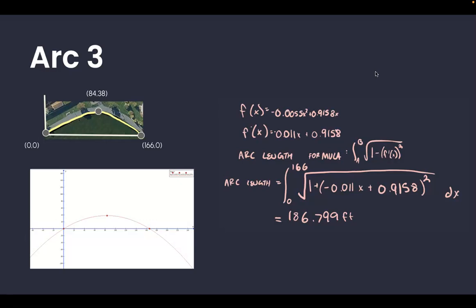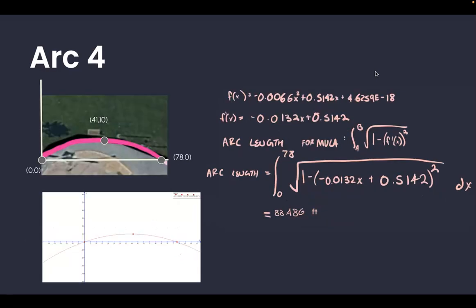For Arc 3, I did something very similar, and I got my equation of f of x being minus 0.0055x squared plus 0.9158x, and then my f prime of x was minus 0.011x plus 0.9158. I used the arc length formula again, and I did the integral from 0 to 166, because that's where Arc 3 ended. I just did the square root of 1 plus f prime of x squared dx, and then I got 186.799 feet.